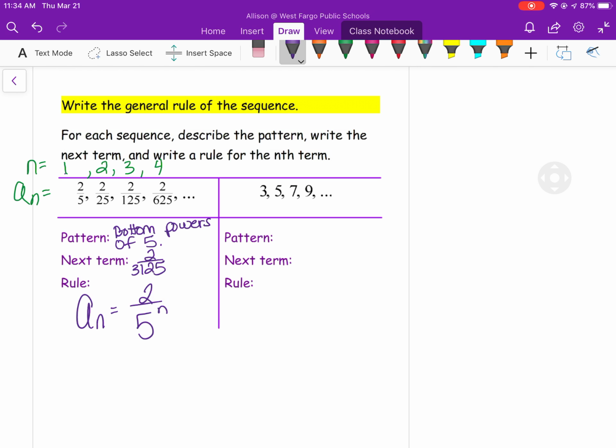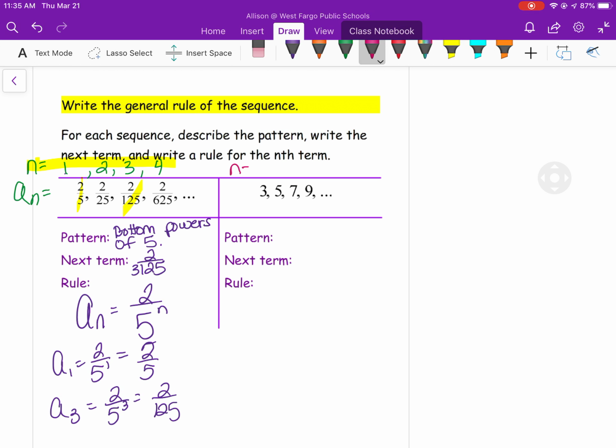So just see how that works. A sub 1 then is 2 over 5 to the first power, or 2 over 5. The third term would be 2 over 5 to the third, which is 2 over 125. And notice how those match our first and third term from our sequence. So I had to really use the n equal 1 numbers and our pattern.